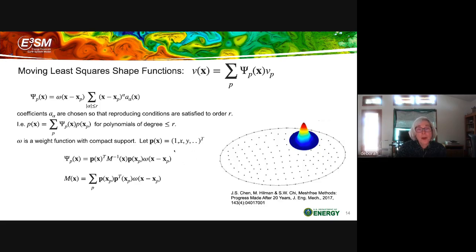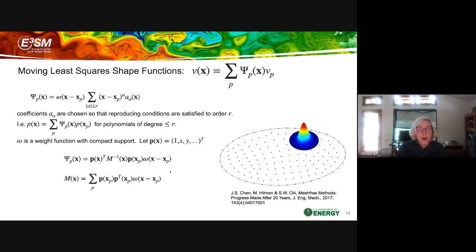So if you ask to reproduce polynomials, then what you get is this formula for the moving least square shape function. So P is a vector of polynomials. Omega is the weight function. And M inverse here is an inverse of the moment matrix, and this is the moment matrix.